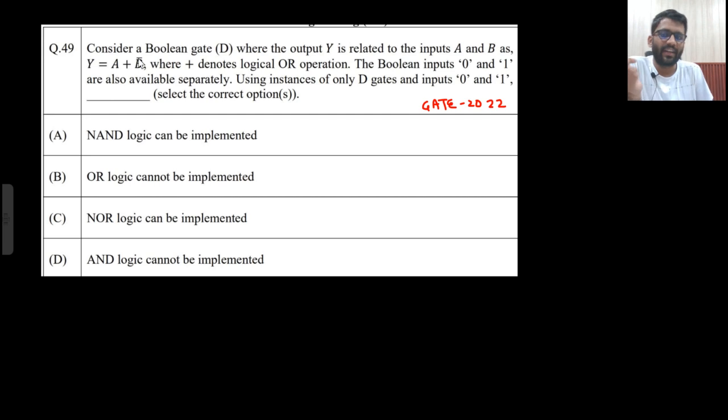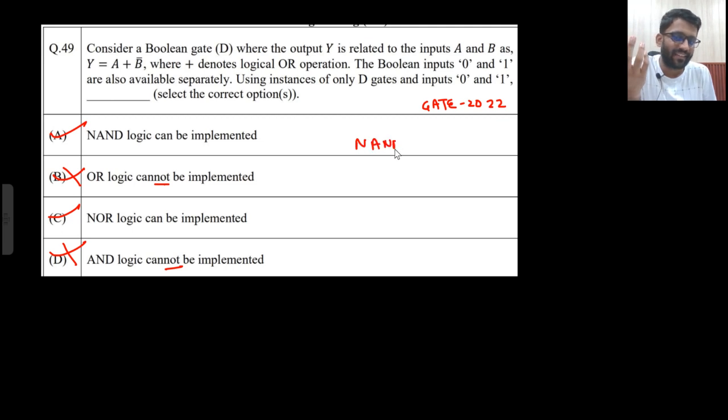So what they are saying, why is A plus B bar? So using instances of a D gate, basically this D gate is represented as A plus B bar. So which of the following option is correct? NAND gate can be implemented, OR gate can be implemented, logic gate can be implemented, and AND gate can be implemented. So 1, 2, 3, 4. And this is what I did in the examination because GATE 2022 was my attempt. Okay, but here I did not even check cannot is written. So these 2 options will not be there. Everything can be implemented, right?